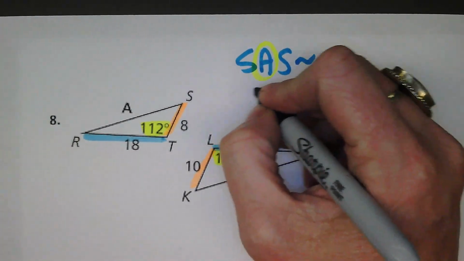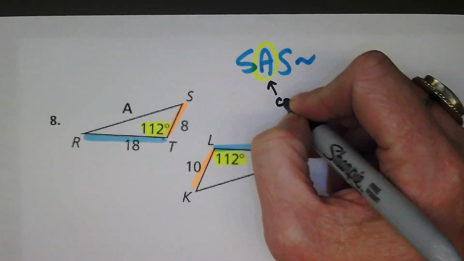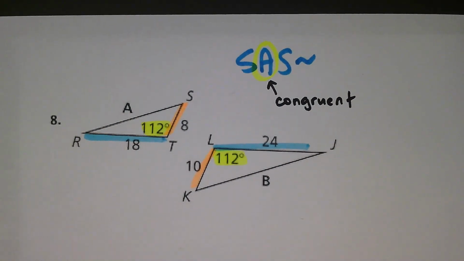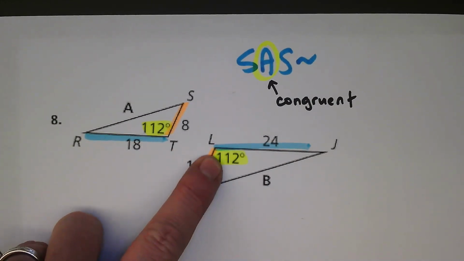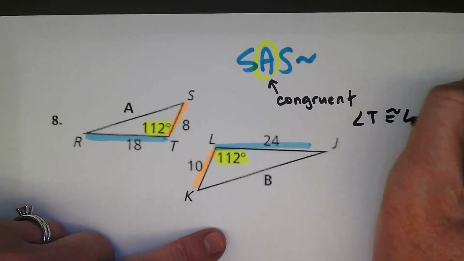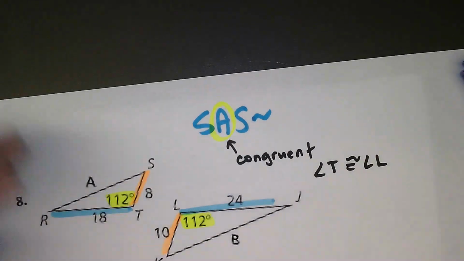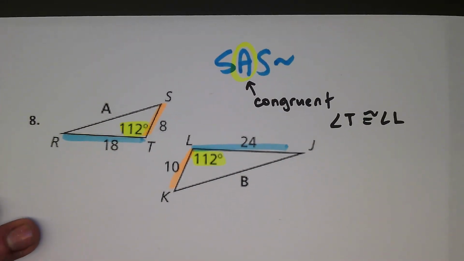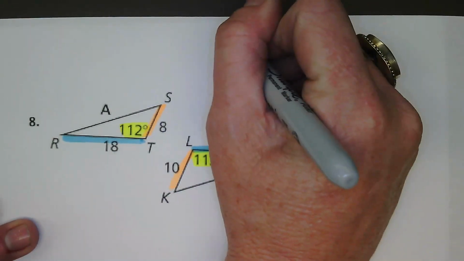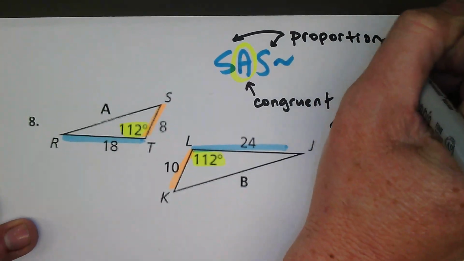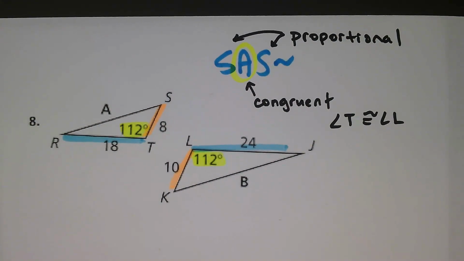This means congruent. The angle between them must be congruent, and they're marked the same. So that part's easy to see. This is 112. This is 112. The measure of angle T is equal to the measure of angle L. So therefore, angle T is congruent to angle L. That part's easy. This is the part that requires a little bit more math. We want to know if the two sets of sides, so this one and this one, are proportional, meaning we can set up two ratios and they are equivalent to each other.